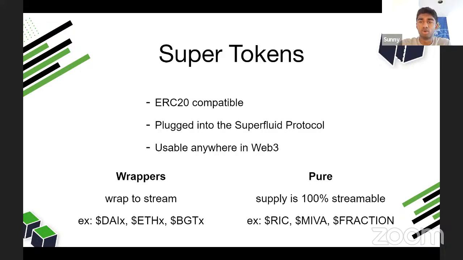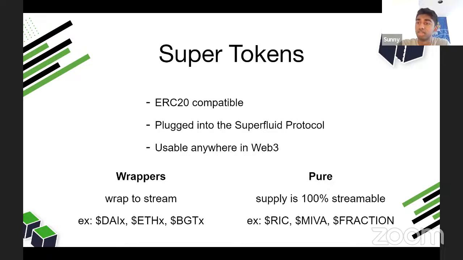So at the core of the Superfluid protocol, before we can get into the framework that we provide, we have super tokens. And super tokens are basically the crux of our protocol. They are what you can stream, right? You can't stream plain ERC20 tokens like DAI or USDC. You have to stream super tokens, which are streamable versions of these tokens. Super tokens are basically ERC20 compatible. They take the ERC20 standard and extend it to include cool Superfluid functionality such as money streaming.